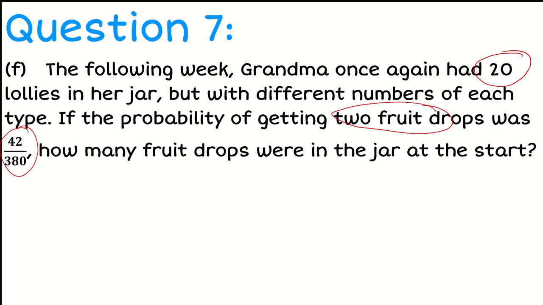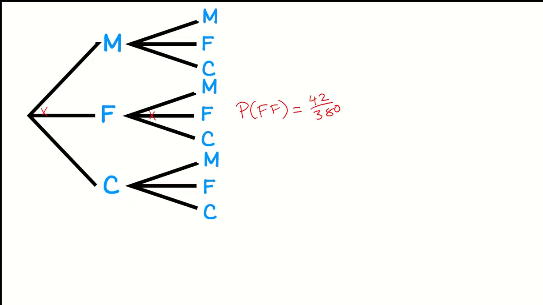So there's our base setup. Now remember that when we're talking about 2 fruit drops, the probability of 2 fruit drops would be these two being multiplied. So we know that the probability of 2 fruit drops is 42 out of 380. Let me just double check that I got those numbers right. 42 out of 380, yes. Okay. So we know that much. So now we've got to work backwards and think, well, what would the numbers on the branches have been in order to get that answer?